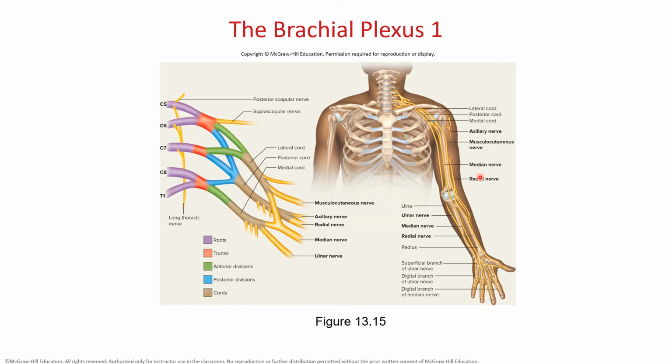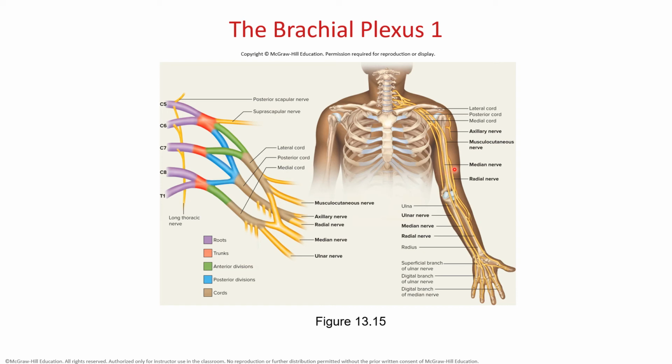The median nerve, right, coming down the middle, the median, and you have your radial nerve here. So your radial nerve's going to innervate those extensors of the arm, right? So the triceps. So if you're extending that arm at the elbow, that's going to be coming from your radial nerve. Your radial nerve is going to control that.